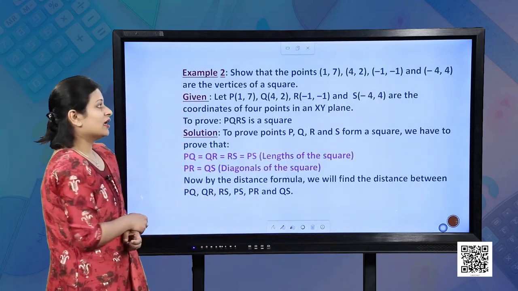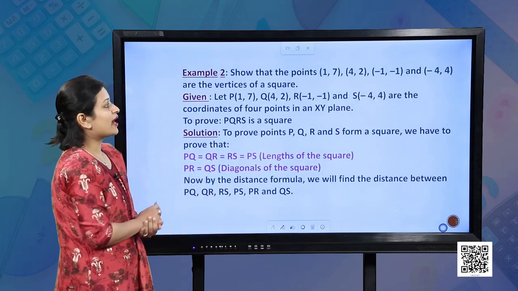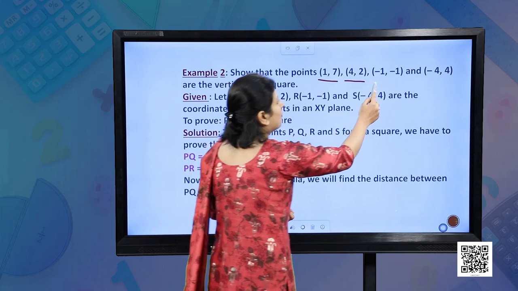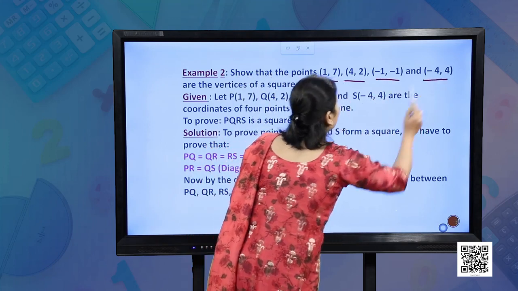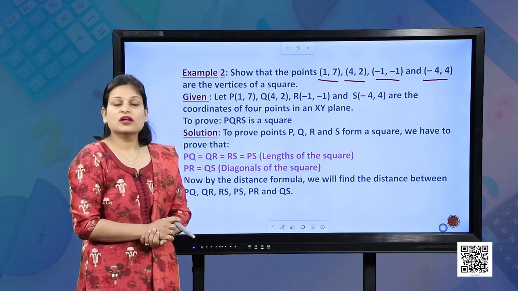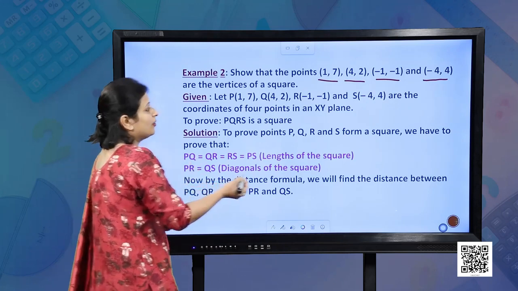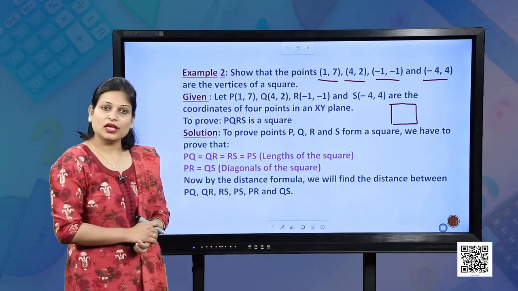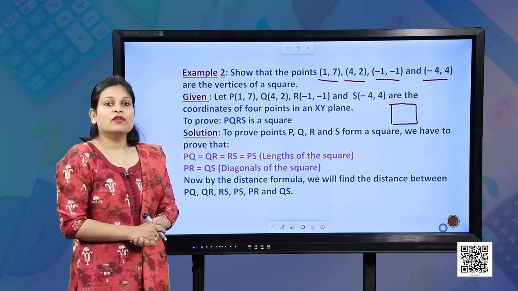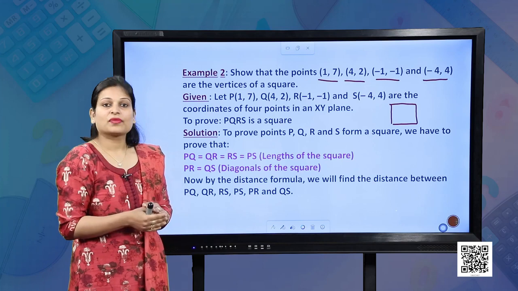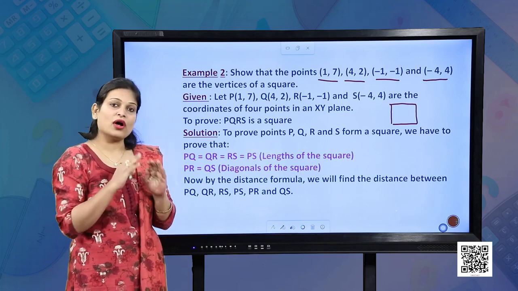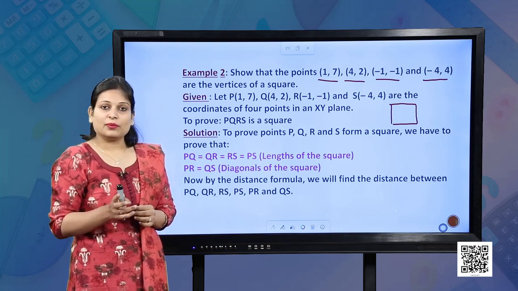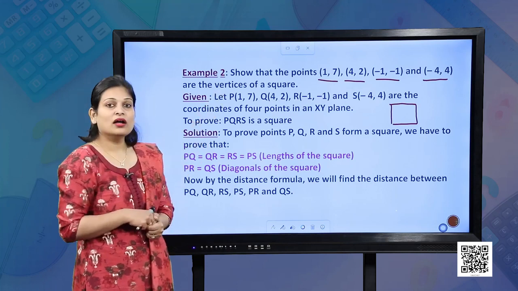Now, let us take another example. Show that the points (1, 7), (4, 2), (minus 1, minus 1) and (minus 4, 4) are the vertices of a square. As you know, in a square, all sides are equal and the lengths of the diagonals are equal. So, what we need to prove over here? We need to find the distance between all the sides and the distance between the diagonals. If all sides are equal and both the diagonals are equal, then these points will form a square.